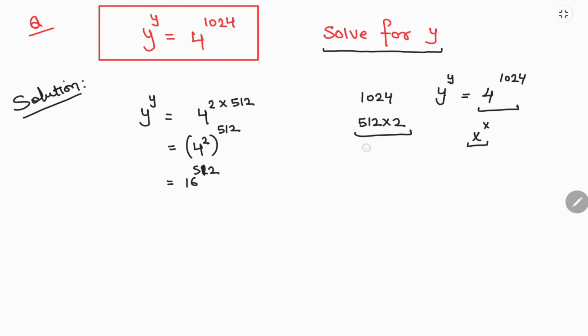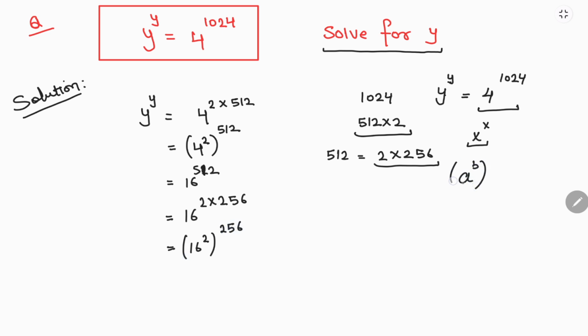Okay, let's see how. We have 512 which can be written as 2 times 256, right? Okay, so now 16 raised to power 2 times 256, right? Okay, this again can be written as 16 raised to power 2 raised to power 256, right? Because we know that rule that a raised to power b raised to power c is a raised to power bc. So when we have this product, we can write it in this way as well, right?